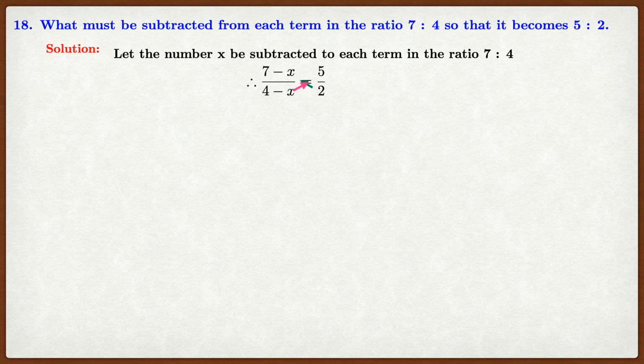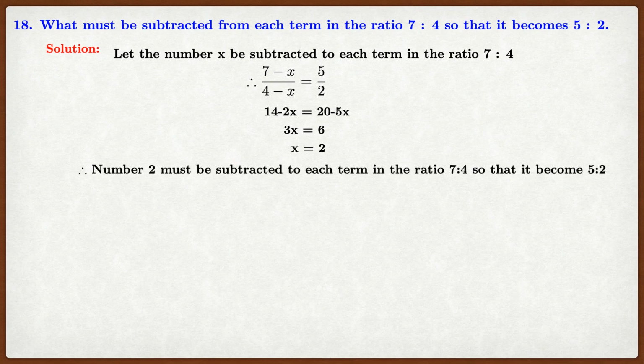We will cross multiply. 14 minus 2x equal to 20 minus 5x. By taking 5x to the left hand side, 3x equal to 6. x equal to 2. Therefore, the number 2 must be subtracted to each term in the ratio 7:4 so that it becomes 5:2.